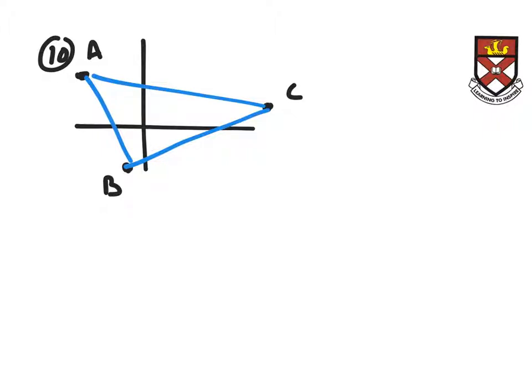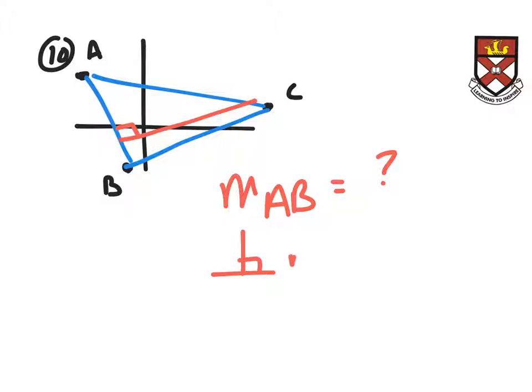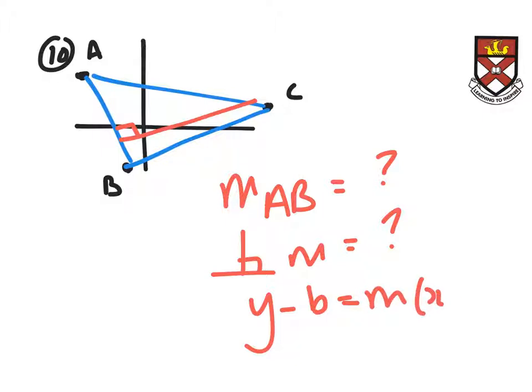Okay, question 10. I've done a few of these now. Hopefully we're getting better at these. First part says find the altitude through C. So that's a line which goes through C, which is perpendicular to that side. So work out the gradient of AB. Use the points. Find the perpendicular gradient. Turn it upside down and change the sign. And then use y minus b equals m x minus a. And you should get the answer that they give.